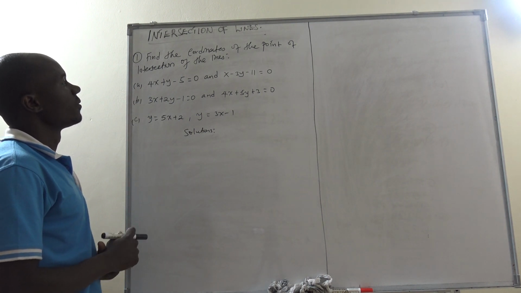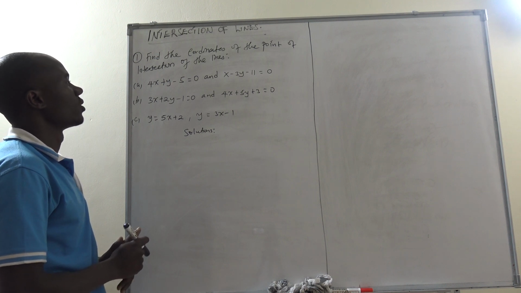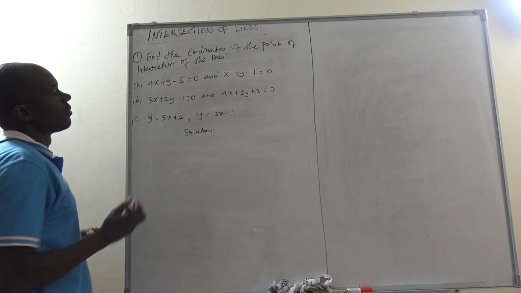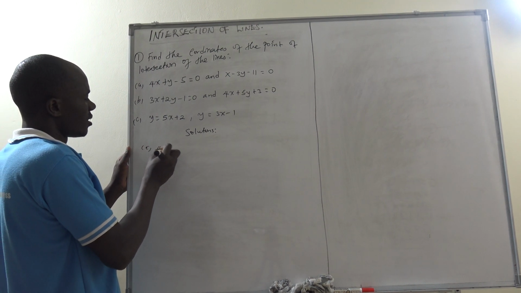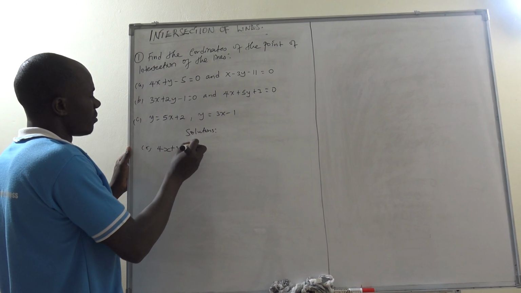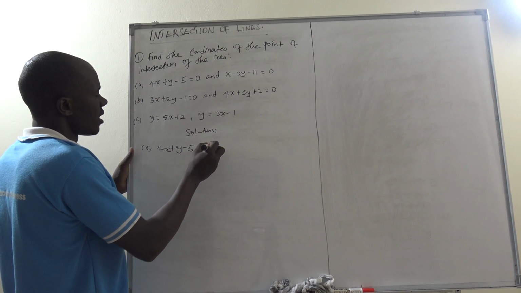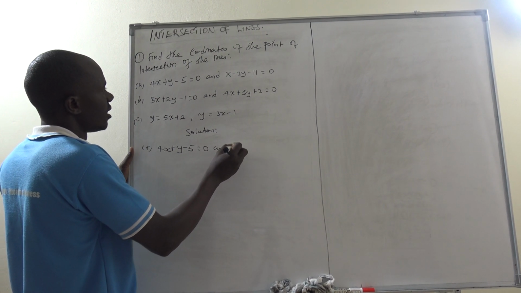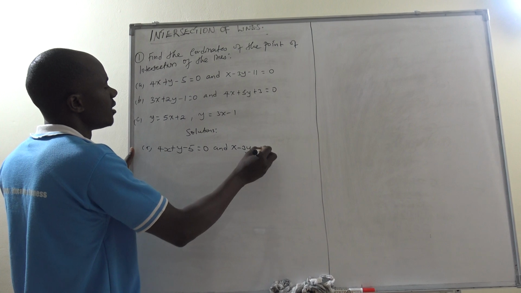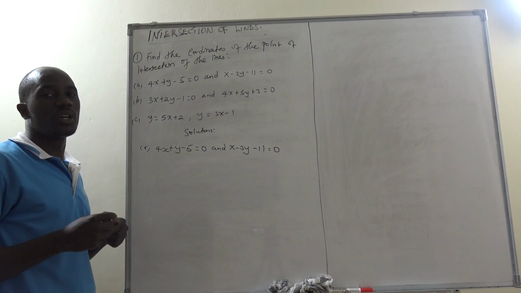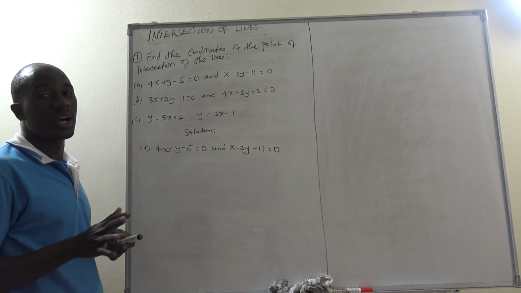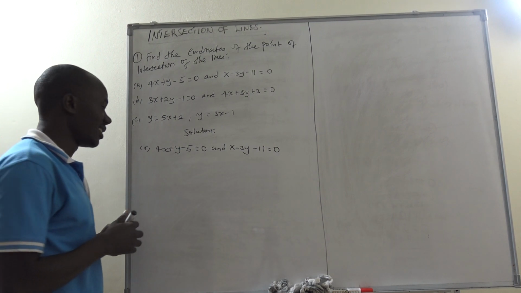Alright, question 1 goes, find the coordinate of the point of intersection of the lines. We have got part A, 4x plus y minus 5 equals 0, and x minus 3y minus 11 equals 0. So when they say find the points of intersection, we want you to get the value of x and y where those points are meeting.